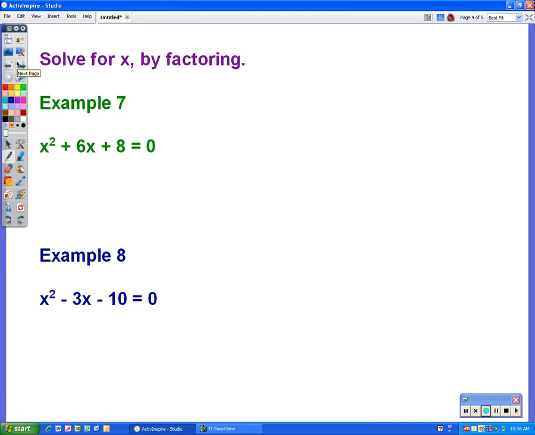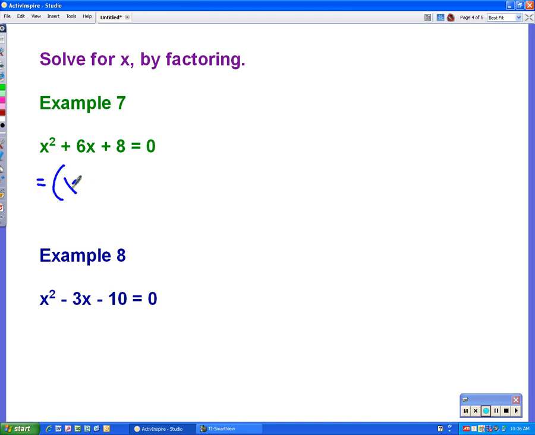Solve for x by factoring. Well, I picked the two that we just did. Now, you'll notice that this trinomial equals 0, and this trinomial equals 0. So we want to figure out what x will be to make that equal 0. Solve for x by factoring. Well, we already know the factors. This one was, remember, x plus 2 times x plus 4. Okay, but now it equals 0.